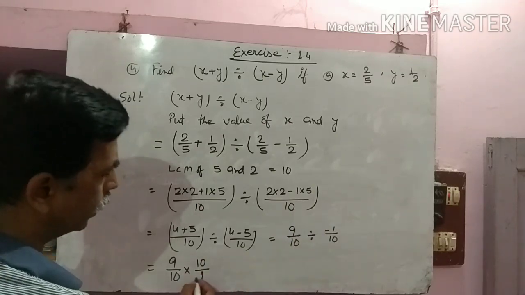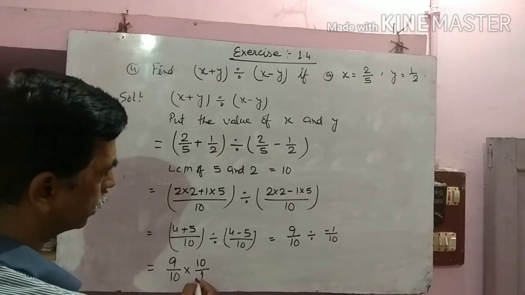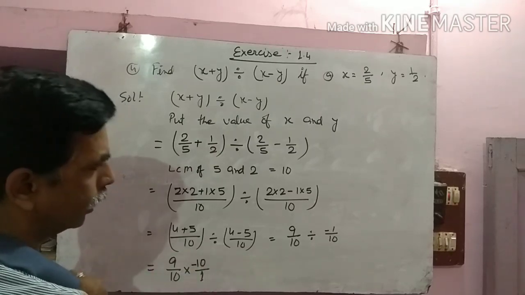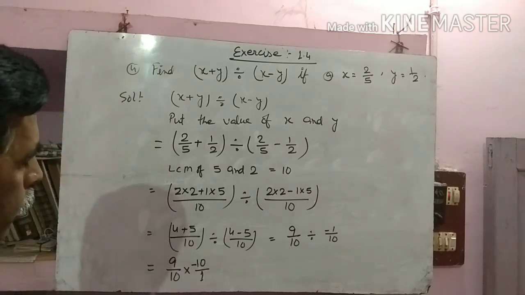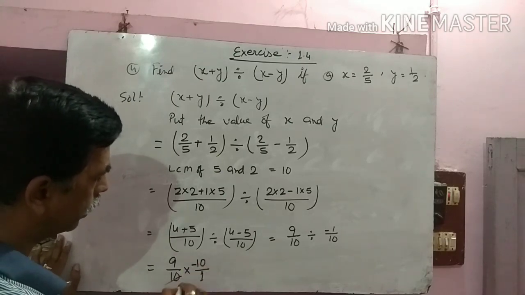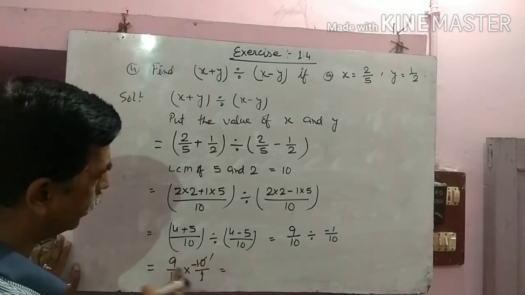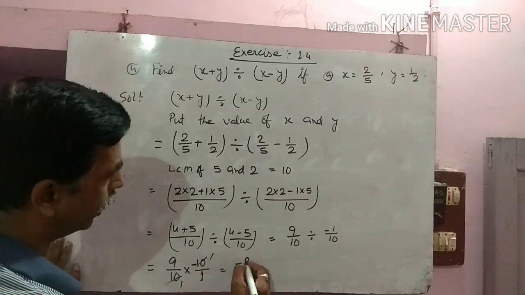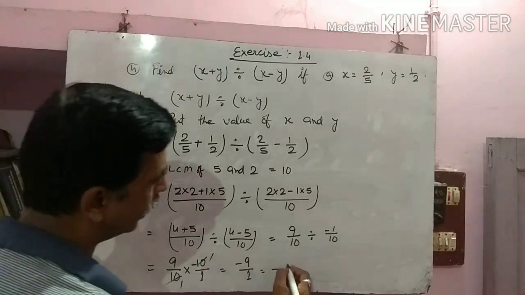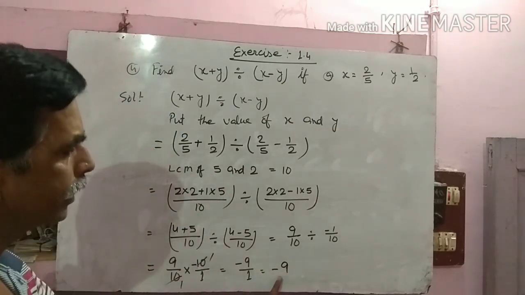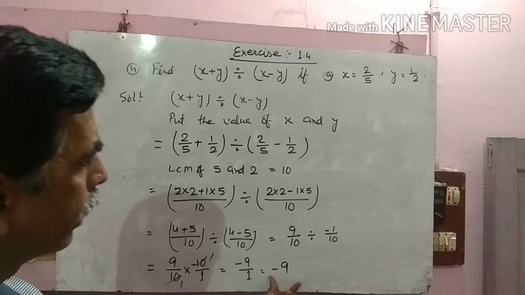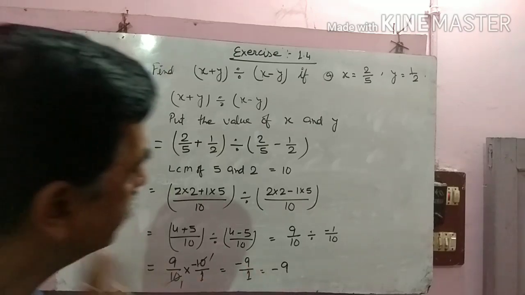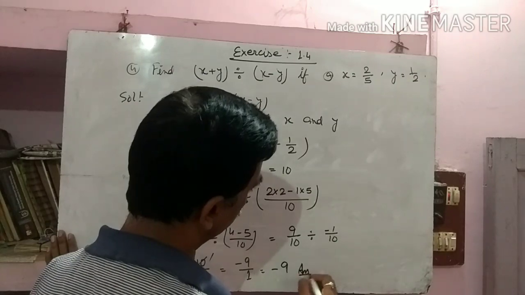So this becomes minus 1 actually, but we have to write the term in the standard form. That's why I have written the minus here, because the denominator can't be negative. So what will we get? 10 1s are 10 and 10 1s are 10. Then 9 into minus 1 becomes minus 9 and 1 into 1 becomes 1. So it will be minus 9, because minus 9 and minus 9 by 1 are both equal. That's why we can write minus 9 by 1 as minus 9. So this is the answer of this question.